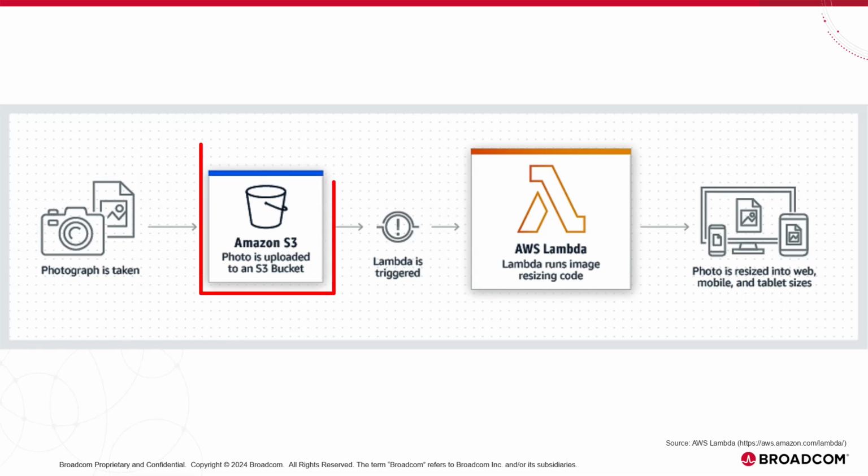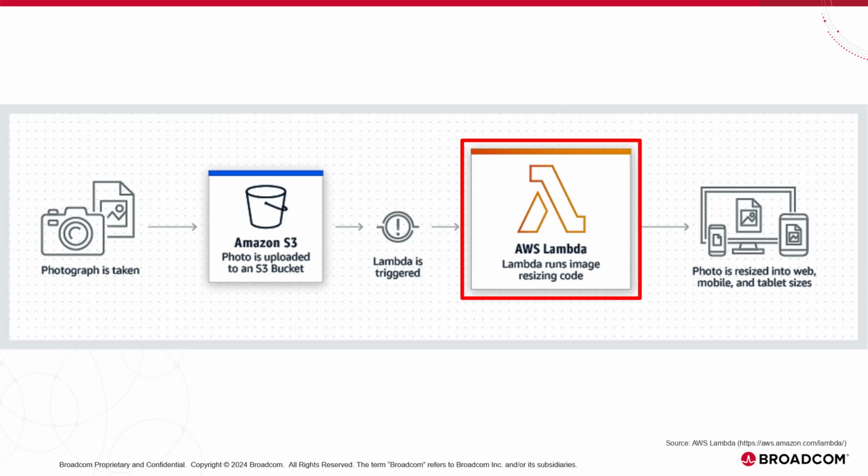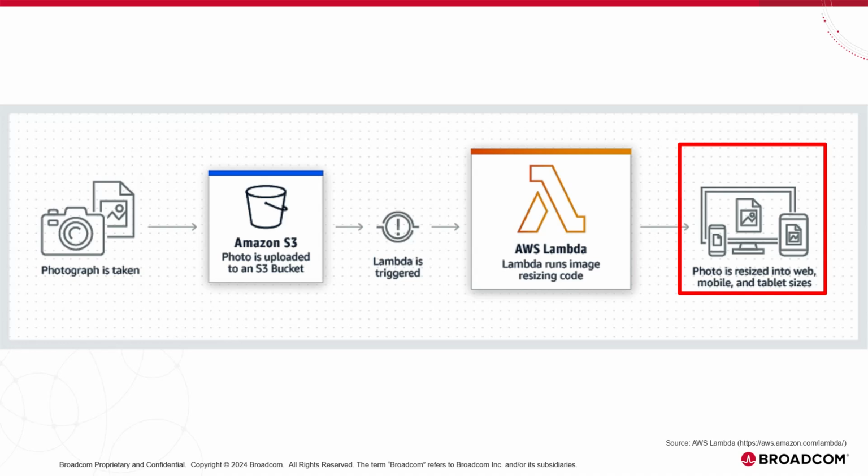You can use the AutoSys Amazon S3 integration to upload files and monitor file creation in an Amazon S3 bucket. When a file is detected, the AutoSys S3 job can trigger a downstream AutoSys Lambda job to invoke AWS Lambda function. This AWS Lambda function is specifically designed for image resizing. The Lambda function takes the original photograph and generates resized versions optimized for various platforms such as web, mobile, and tablet. The resized images are now available in different formats and sizes, ready to be utilized in a lot of ways.